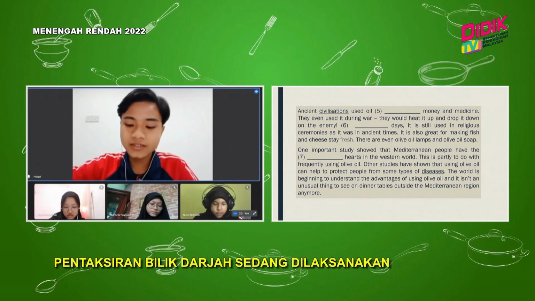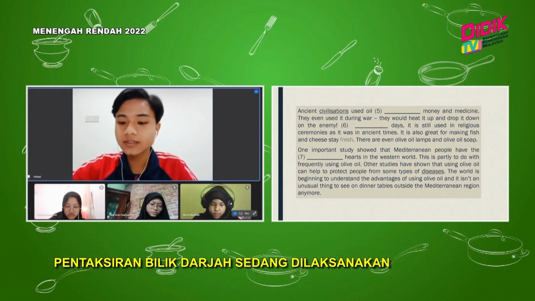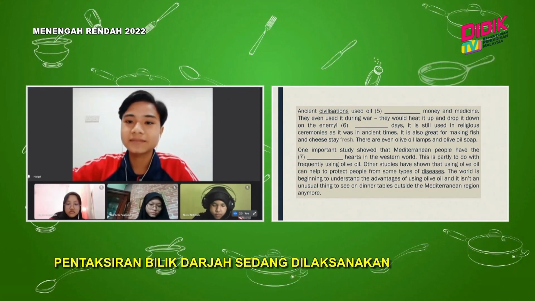Ancient civilizations used olive oil as money and medicine. The answer number 5 is A. Ancient civilizations used oil as money and medicine.